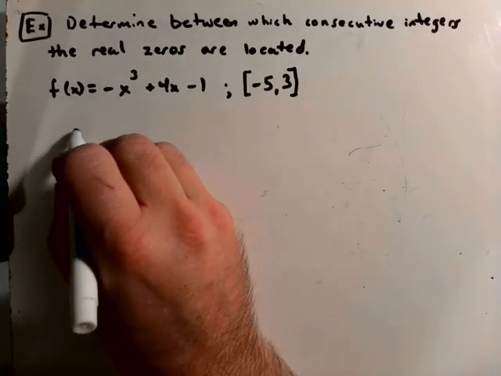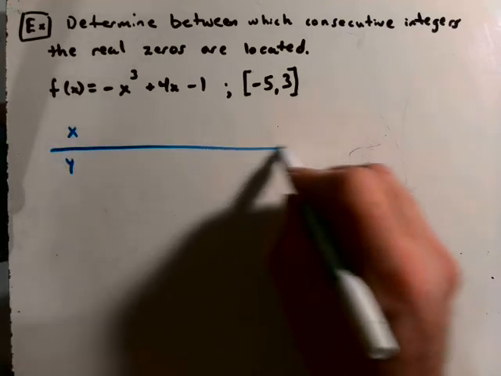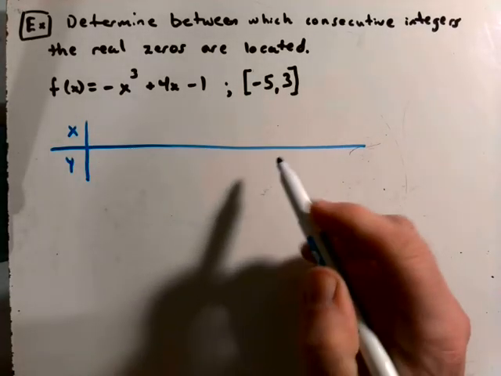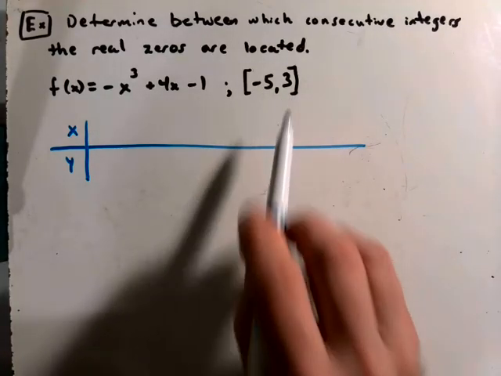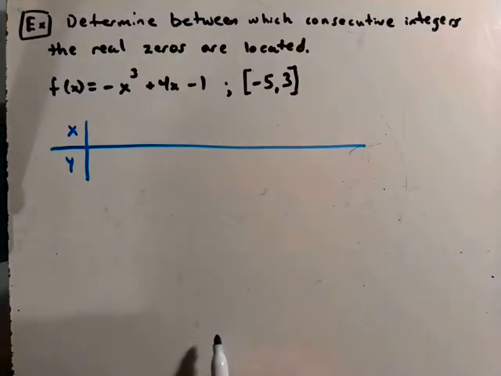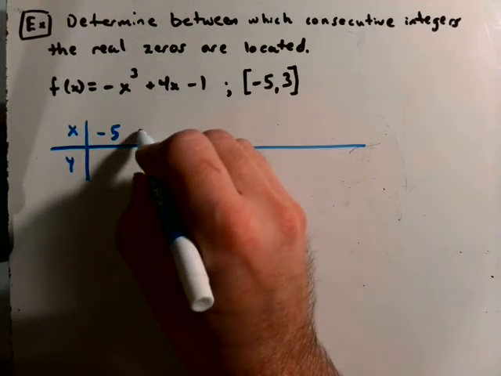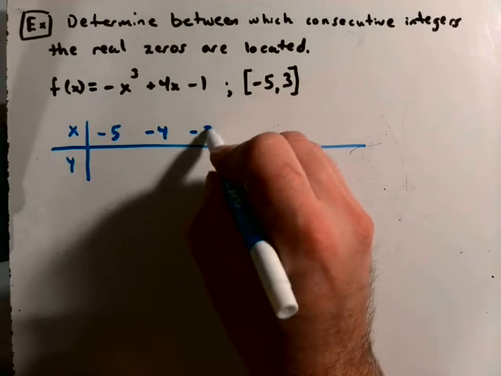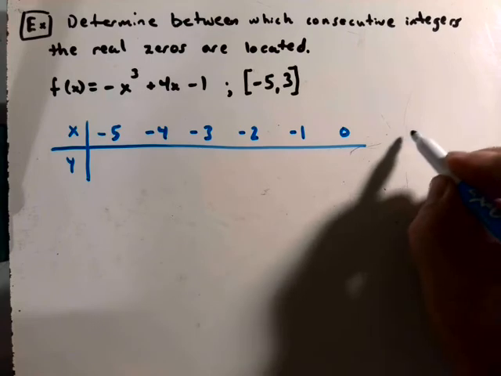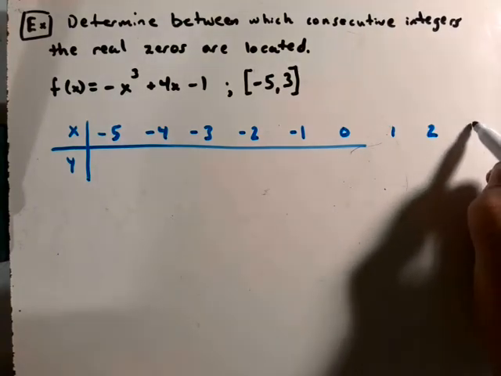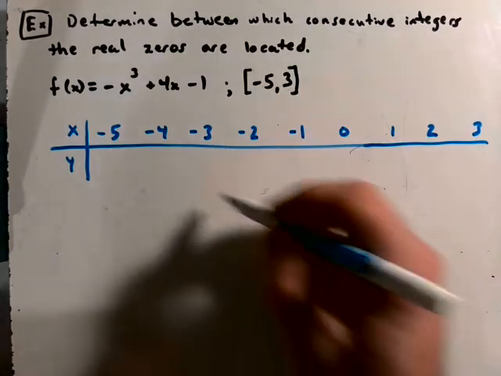So what we're going to do is create an XY table. They want us to look at consecutive integers, so they're giving us the smallest and biggest numbers we're going to be working with. The smallest integer is -5, and we're going to plug in all of our integer values all the way up to the number 3, so from -5 to 3.